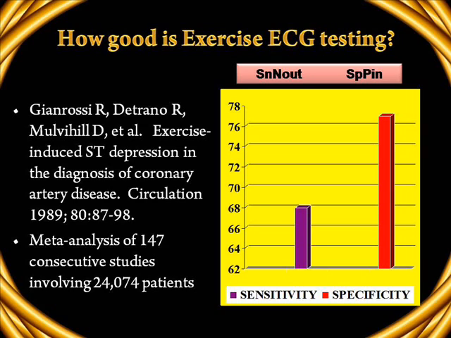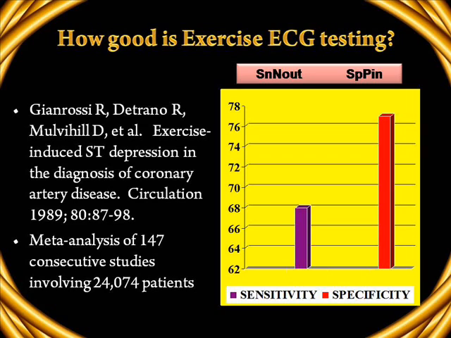How good is the exercise ECG testing? In other words, what is the sensitivity and what is the specificity of the ETT? Gianrossi et al. published a beautiful article in the year 1989 in the journal Circulation. This is a meta-analysis of 147 consecutive studies involving a huge number of patients, 24,000 patients. They have estimated that the ETT has a sensitivity of 68% and a specificity of 77%.